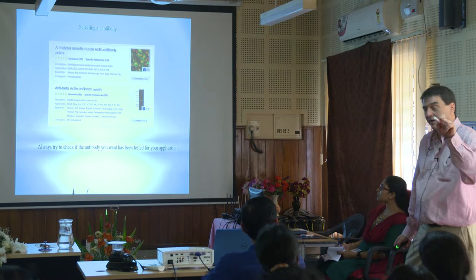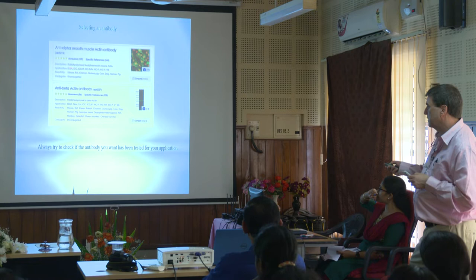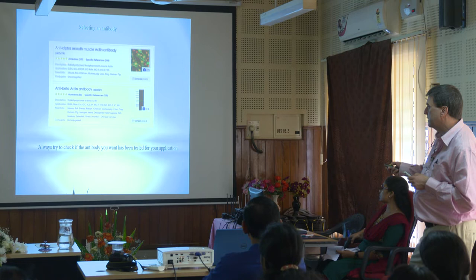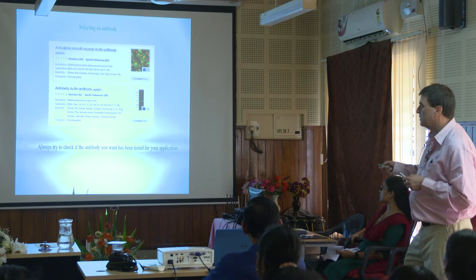But when you go to select one, you look in the catalog, and you'll see something like this. Here we are looking at anti-alpha smooth muscle actin. It's made in rabbit. It's a polyclonal against alpha smooth muscle actin. So if you're working on alpha smooth muscle actin, this might be a good antibody for you to use. But let's look a little farther.